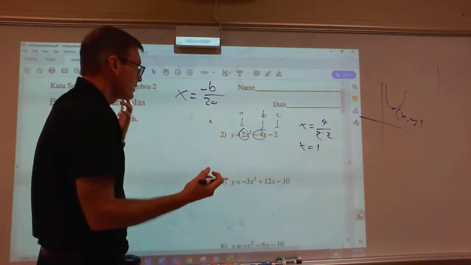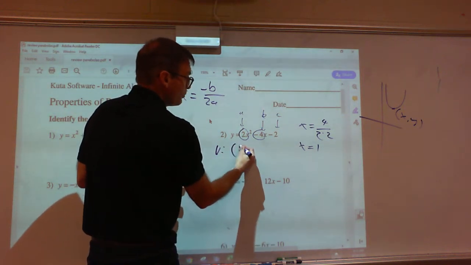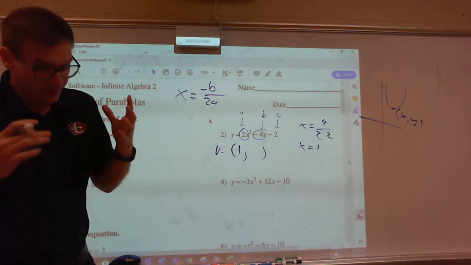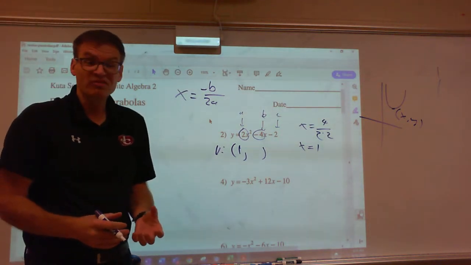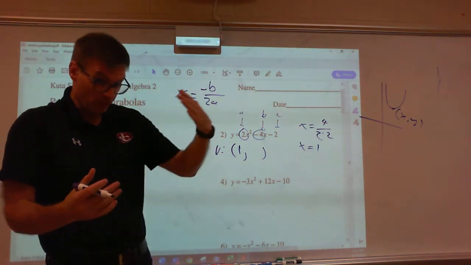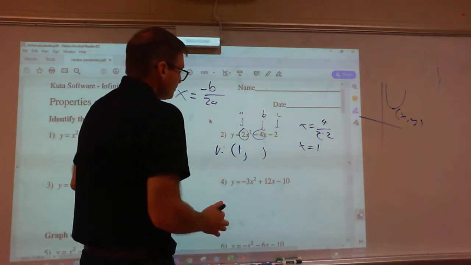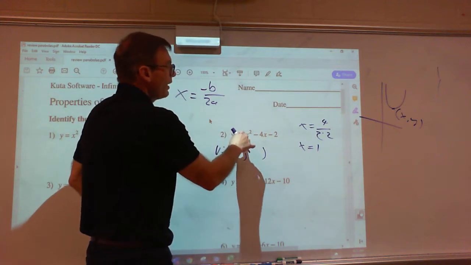Yay. Now, my vertex has an x part and a y part. I know the x part is 1. Now I need to find the y part. Here's how you find the y part of pretty much anything. It could be a parabola, it could be a line, it could be all sorts of weird stuff that we're going to graph next month. How do you find the y part? You have a formula. This little formula says y equals all this stuff.